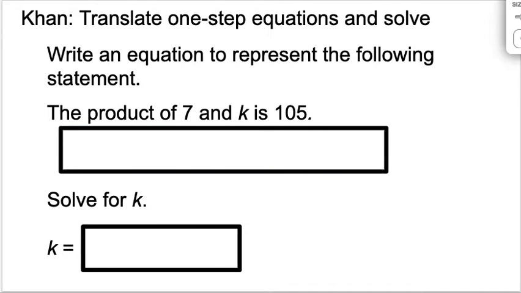On this one, the product of 7 and k is 105. The product, we've talked about that. That's one of the words we need to know. Product means multiplication. So the product of 7 and k is 105, and that just means 7k equals 105.